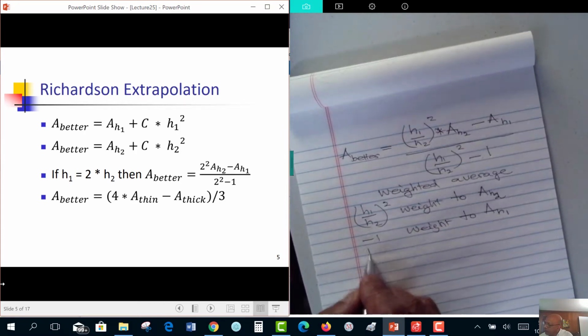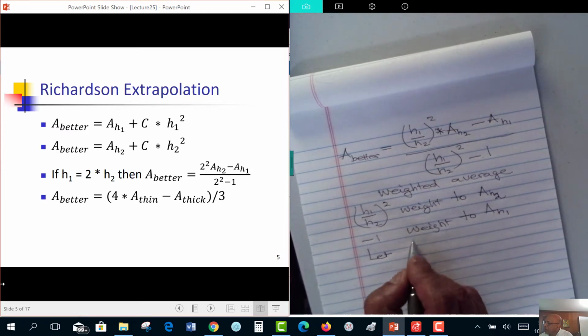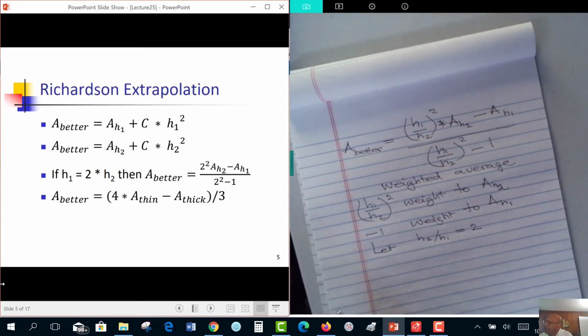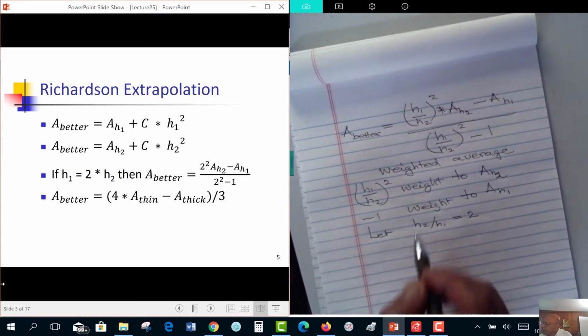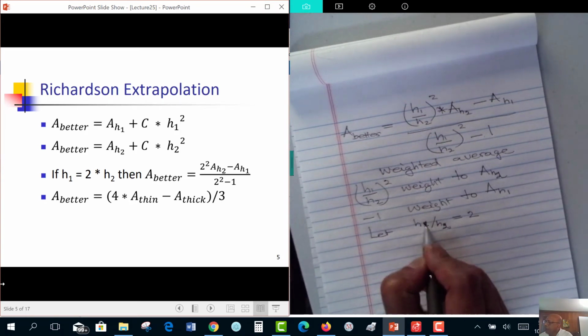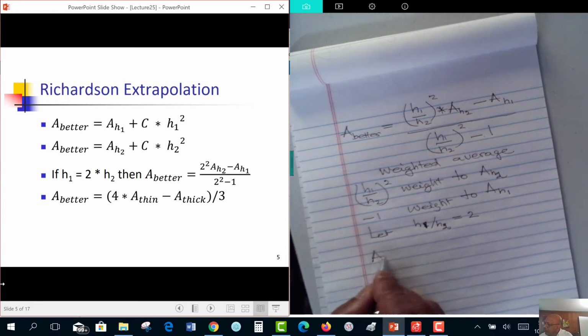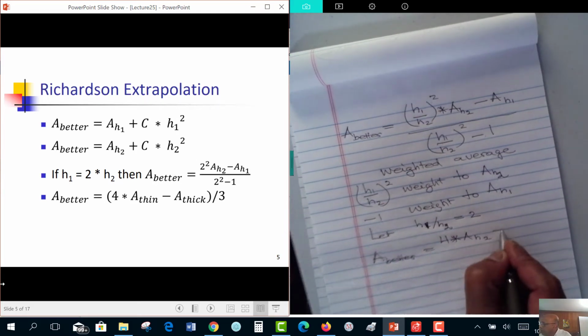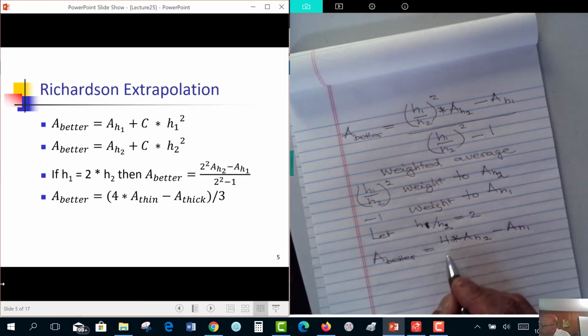So let's suppose our strip size were a multiple of 2. Then H1 over H2 is 2. Then this equation will become A beta is 4 times AH2 minus AH1 over 4 minus 1, which is 3.